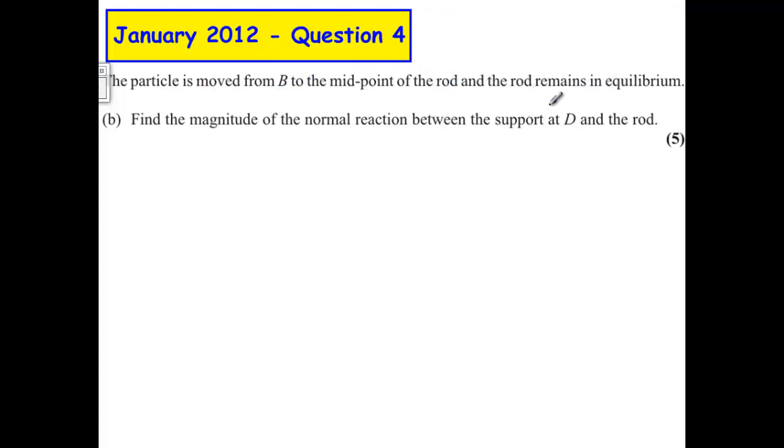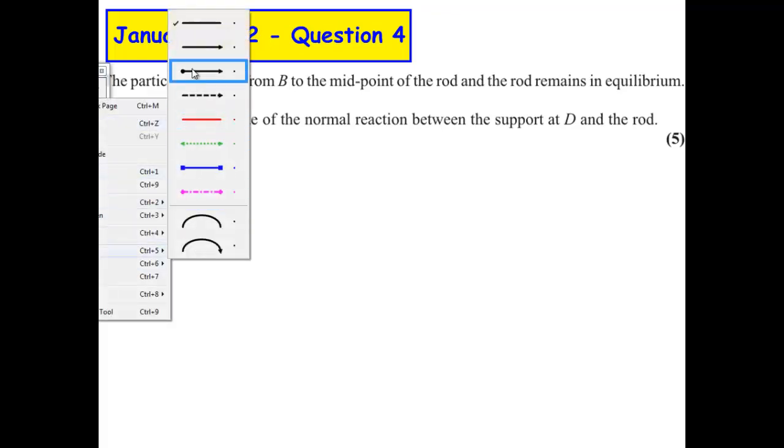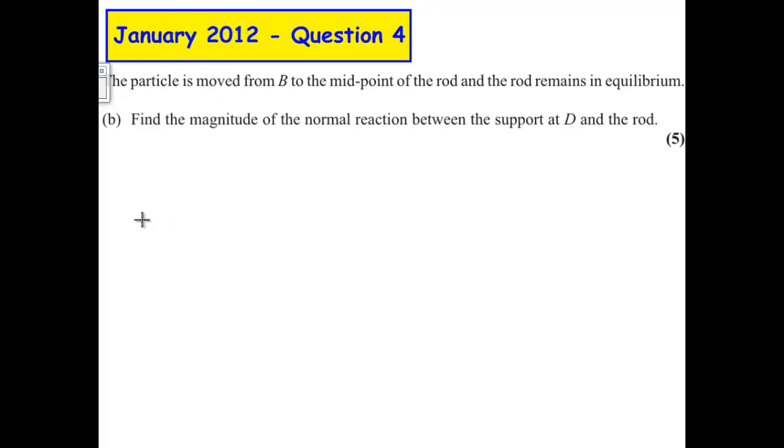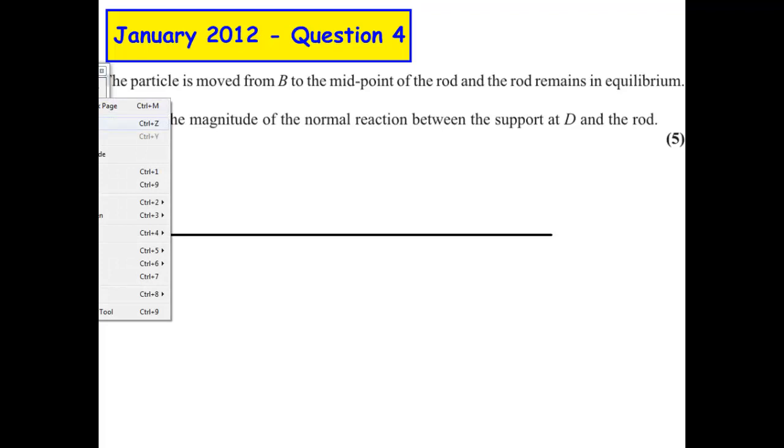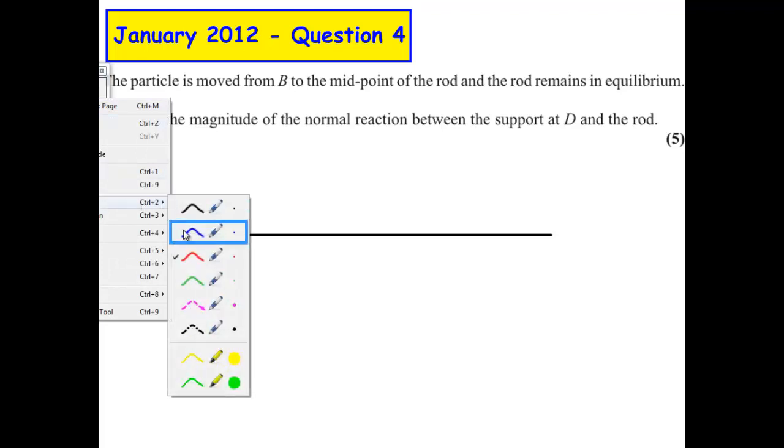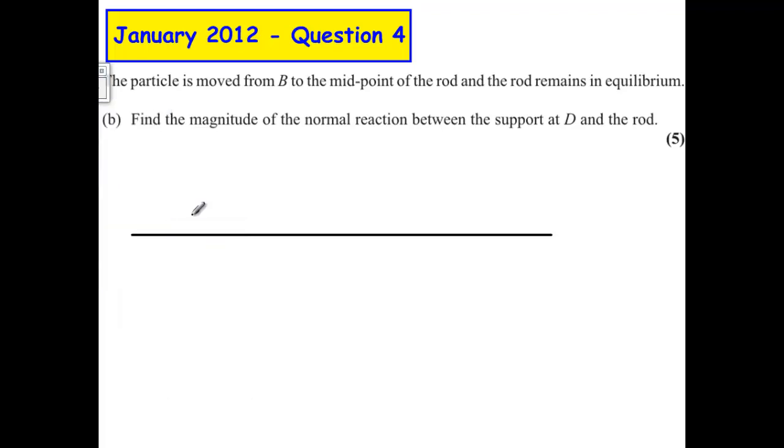So the situation has now changed, and we have to find the magnitude of the normal reaction between the support D and the rod. Because the situation has changed, I'm going to draw another diagram from scratch to show how it has changed. Drawing diagrams really is just going to make our life a bit easier. It's going to make it a little bit less likely for us to make mistakes.